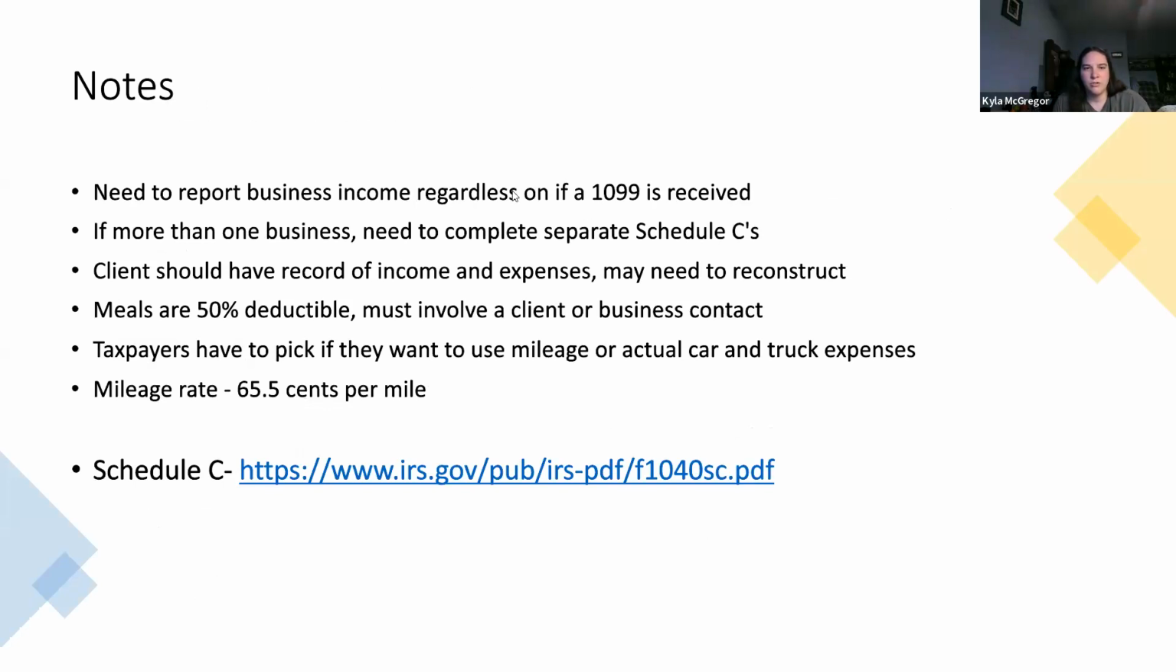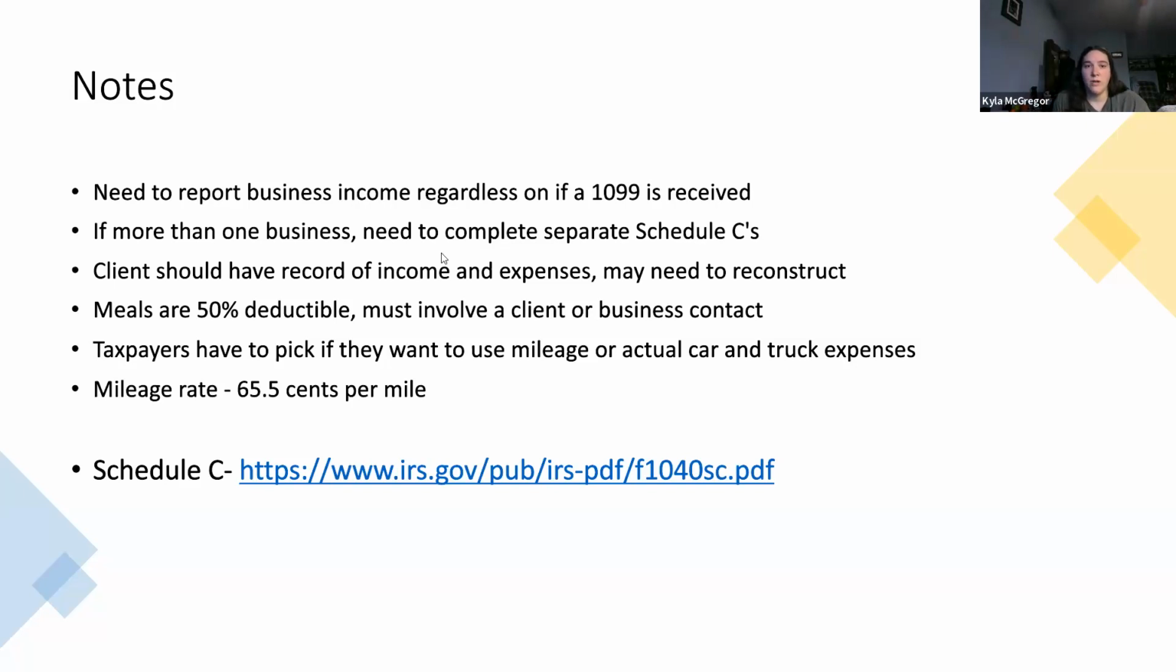Just some notes. You need to report business income regardless of whether it's on a 1099. So if they just received cash or if they received less than the reportable amount to be on a 1099, we have to include those. Sometimes they might have multiple 1099s. We'll put them all in, and then they say, oh, I also got this amount, so we'll put that in as other income on the Schedule C, and the total will be their total income. So we need to make sure to ask, is this the total amount that you made? Just to make sure that we're not missing something.